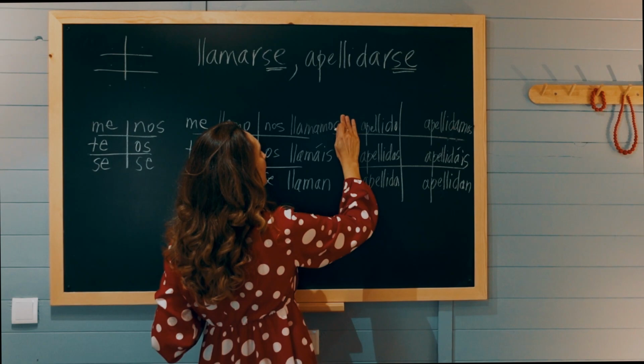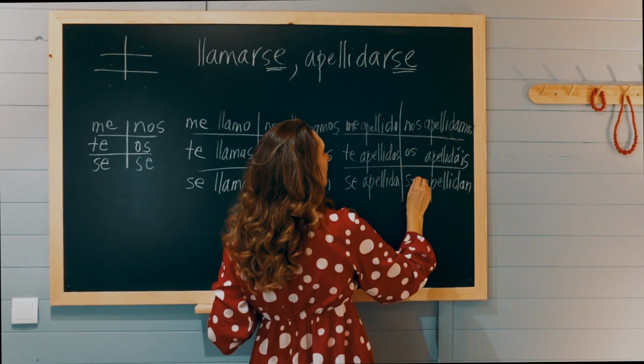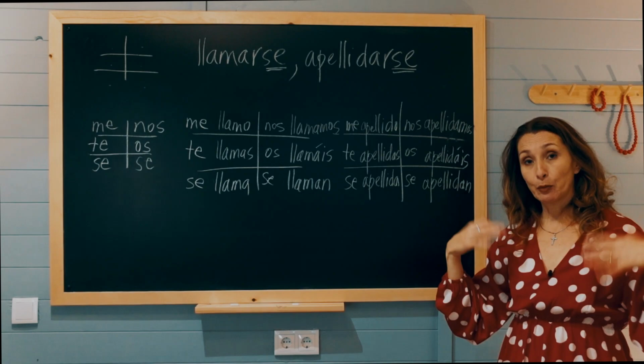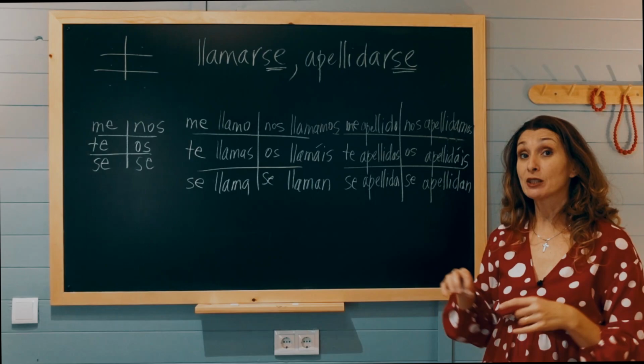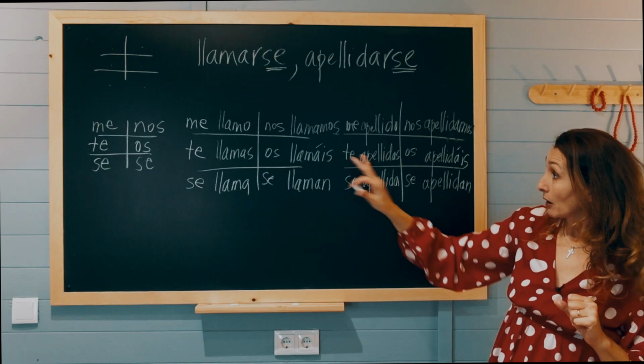Me, te, se, nos, os, se. Okay? So, the exact same grid works the same for the pronouns, all the pronouns, okay? We've already seen the personal pronouns, I, you, he, she, we, you, they. We've seen those in Spanish. Yo, tú, él, nosotros, vosotros, ellos, okay, we've seen those pronouns and we use the exact same grid.